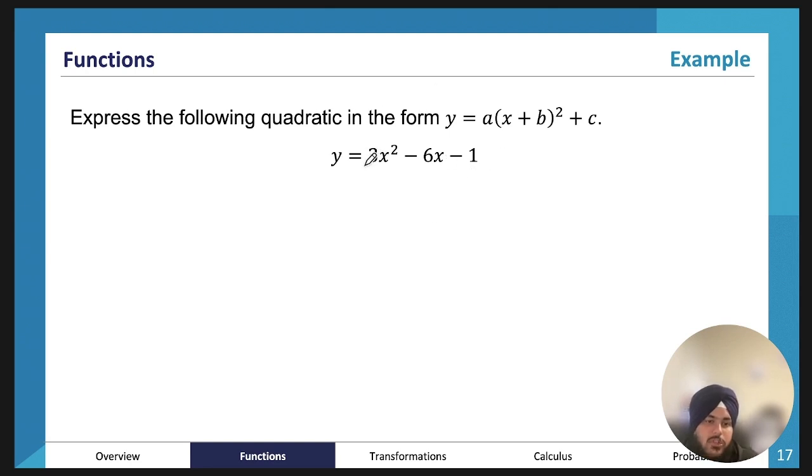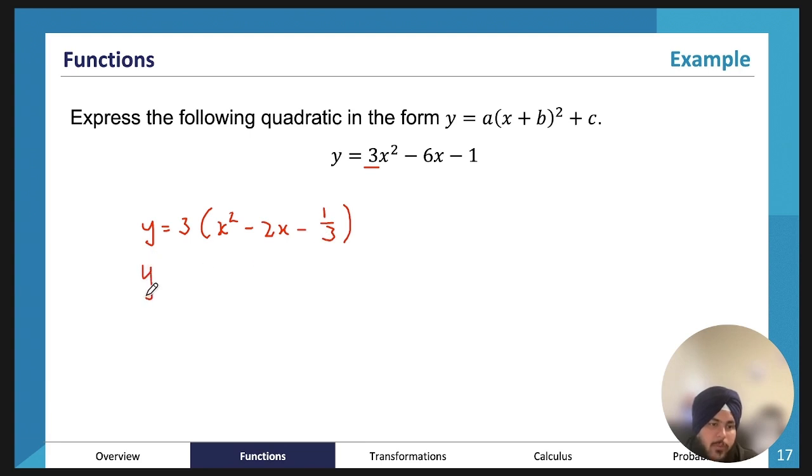So the first thing that you need to do is you actually need to divide out the 3 here. Sorry, so we need to take out the 3 before we do anything else. So we need to factorize the 3 out. So it's going to be 3 times (x squared minus 2x minus 1 over 3). So now that we factorized that out, now we can actually use the turning point formula.